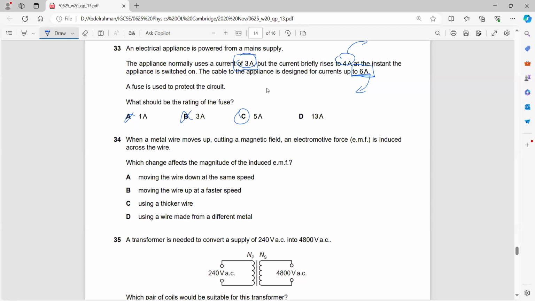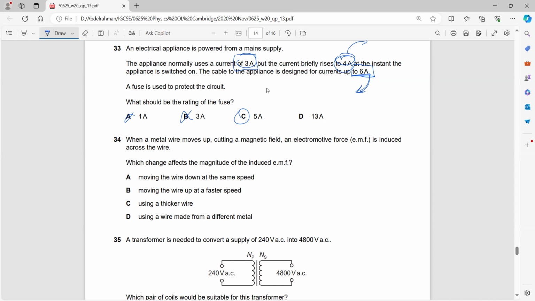For this device in this question, the fuse must be greater than 3 and 4. Why does it have to be greater than 4? Because it briefly rises up to 4, every now and then. So will I blow up the fuse every now and then? No, I don't want to blow up the fuse that often. So what should I do? I have to have the fuse which is greater than 4, but the fuse has to be less than 6.